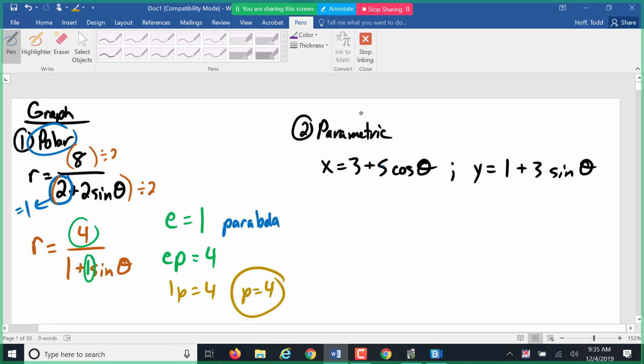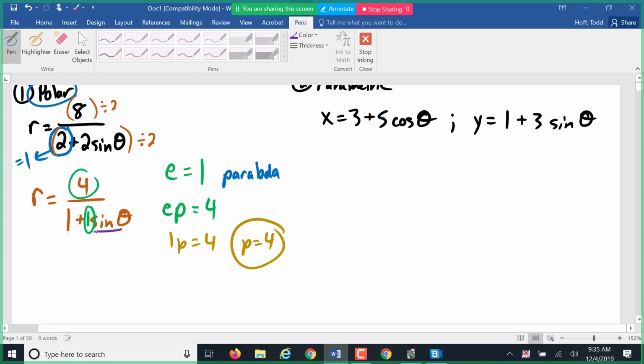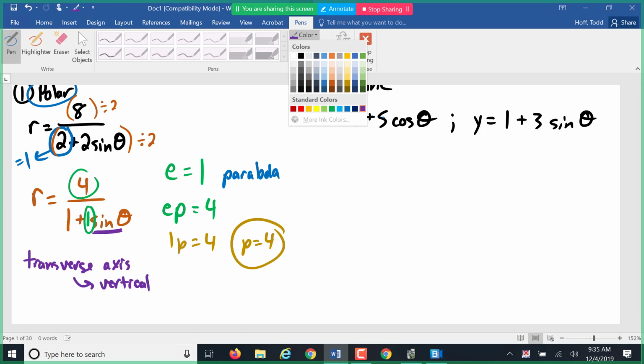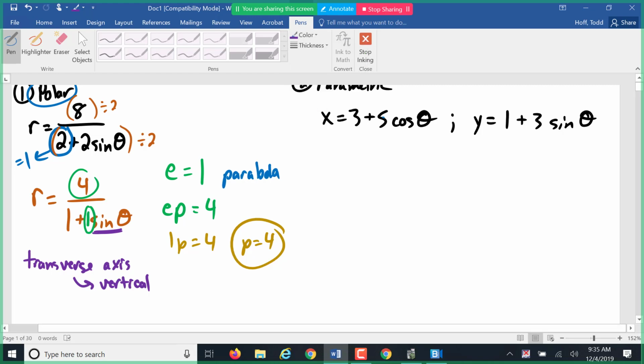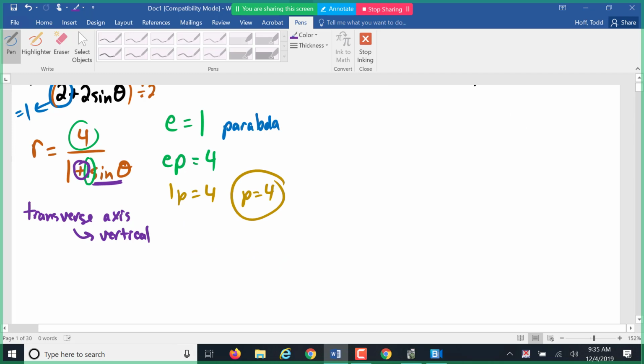Other important information we get out of here. The fact that this is sine means that our transverse axis is vertical. So for a parabola, that means it either opens up or opens down. And the final piece of information we get out of this is right there, that plus. That means that the directrix is on the positive side of the focus.